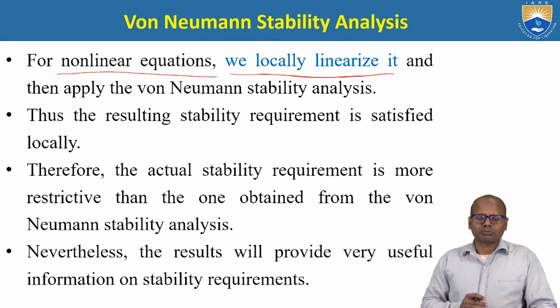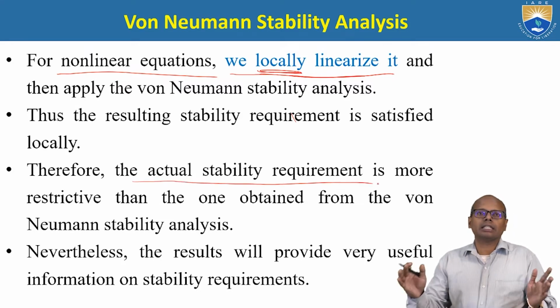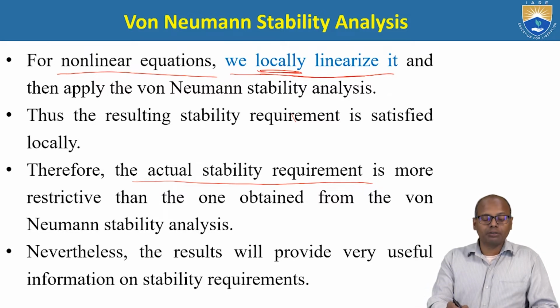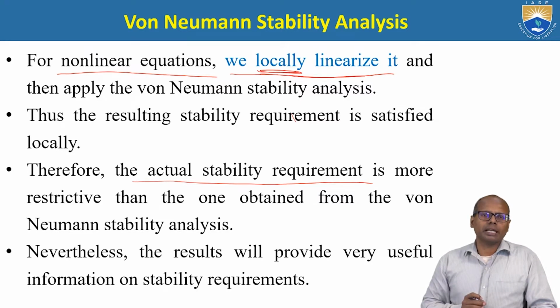But the result that we get, or the stability criteria that we get, is satisfied only in that locality where it is linearized. So the actual stability requirement for the entire equation may be different. Because for a non-linear equation we are locally linearizing the equation, doing the von Neumann analysis and finding the stability requirement, that requirement is satisfied only locally. For the entire equation, the stability requirement will be different.